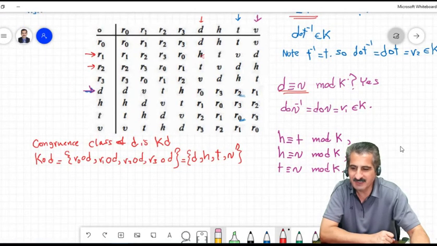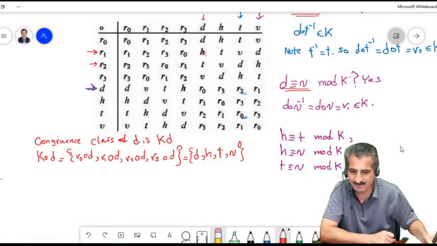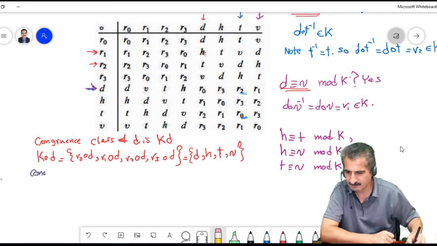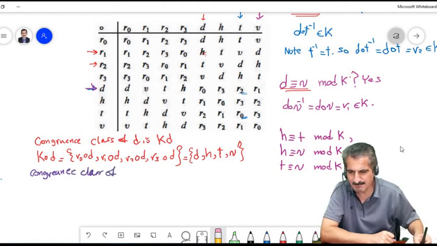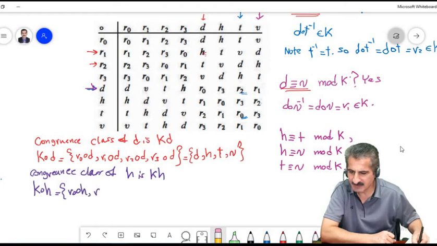Now let's compute the congruence class of H. It is KH, and again it is K compose H, which is R0 compose H, R1 compose H, R2 compose H, and R3 compose H. Compute them all.